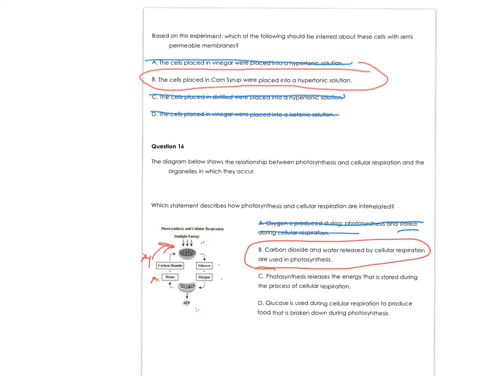Photosynthesis releases the energy that's stored during the processes of cellular respiration. Cellular respiration is not used to store energy. Cellular respiration is used to release the energy that we put into glucose. Glucose is used during cellular respiration to produce food that is then broken down during photosynthesis. It's all wrong. And again, I didn't change those answers at all. If you understood photosynthesis and respiration, there's only one possible answer here.